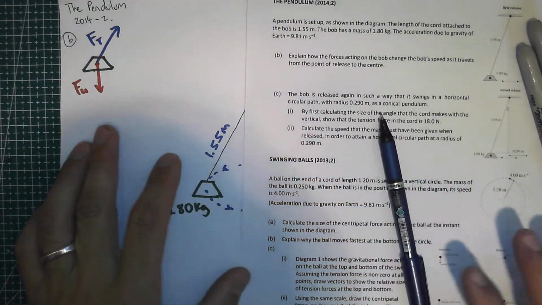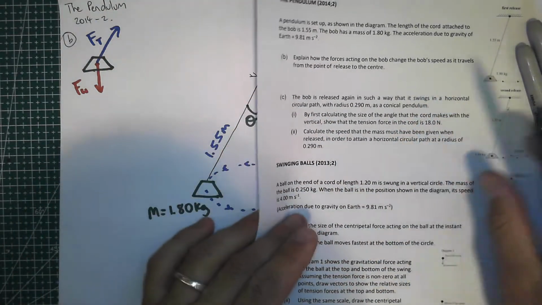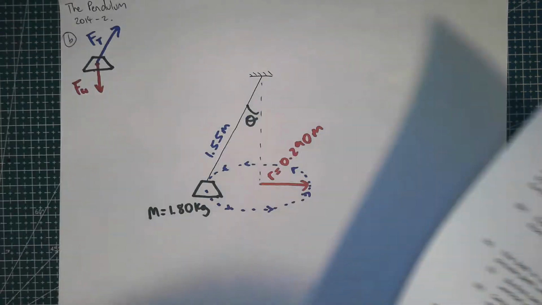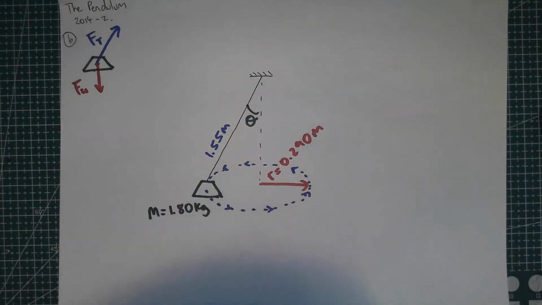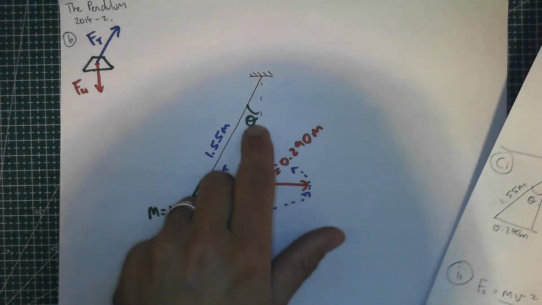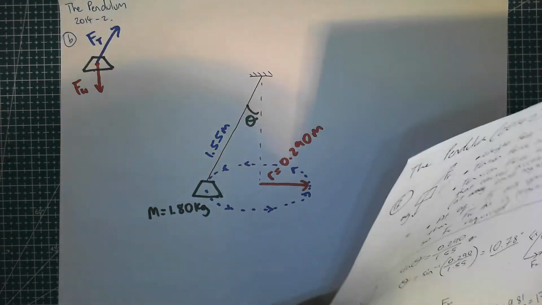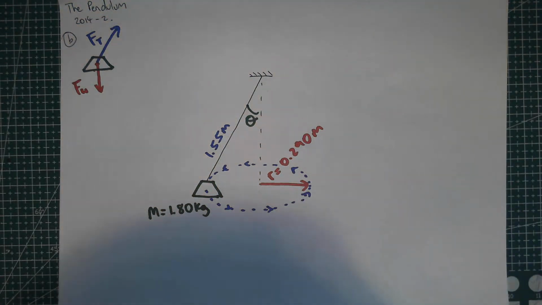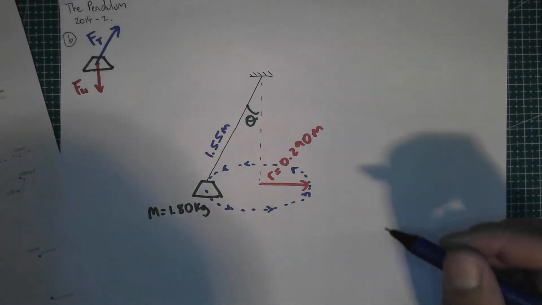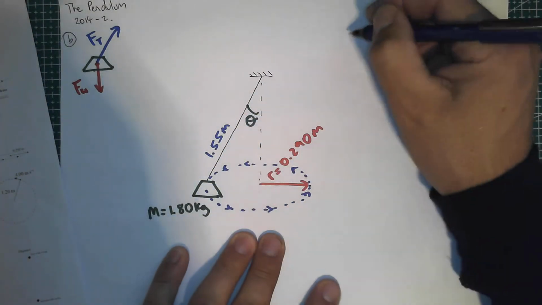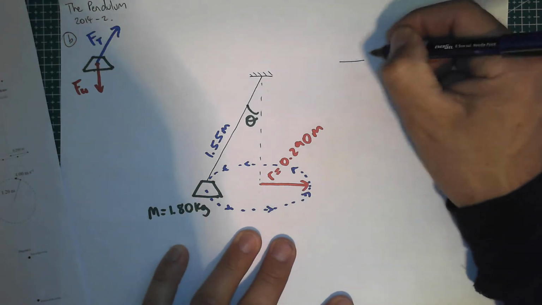Alright, moving on to question C. The bob is released in such a way that the swing is now horizontal, so it's going around like this, which is called a conical pendulum. And we need to do two things. We need to first work out the angle in here, and then when we've got the angle, show that the tension force is 18 newtons. Cool. So the way we do that is first look at a displacement vector diagram.